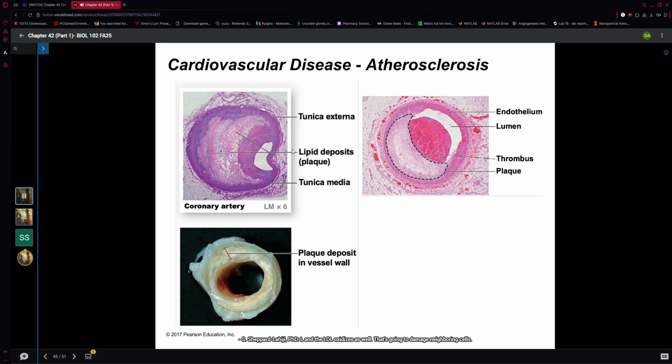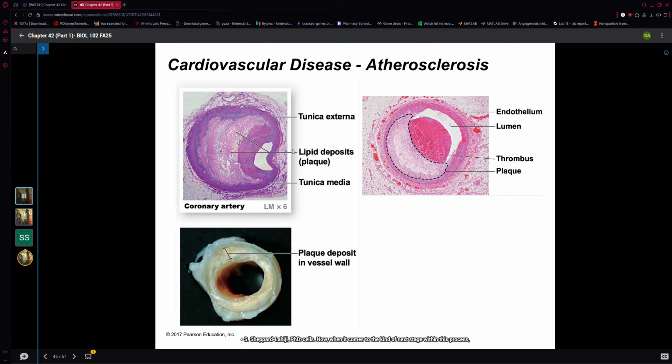That's going to damage neighboring cells, and through that damage, recruit macrophages. Macrophages, we've discussed, are professional eaters. They're going to come in and ingest, and they're actually going to become engorged with the LDLs through a process of phagocytosis. And then at that point, they actually get referred to as foam cells.